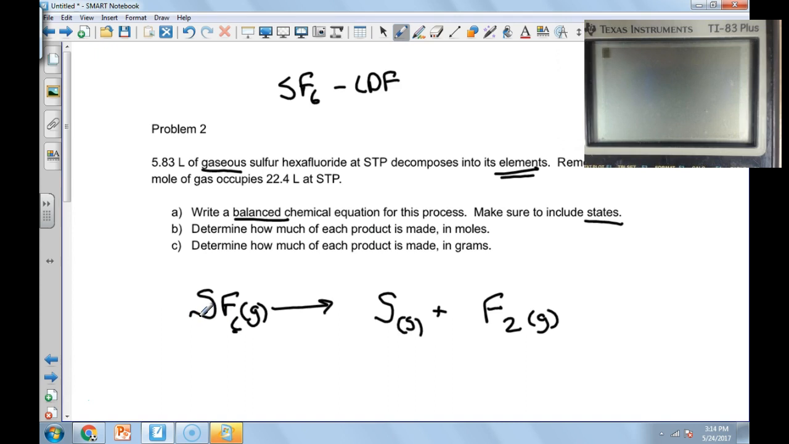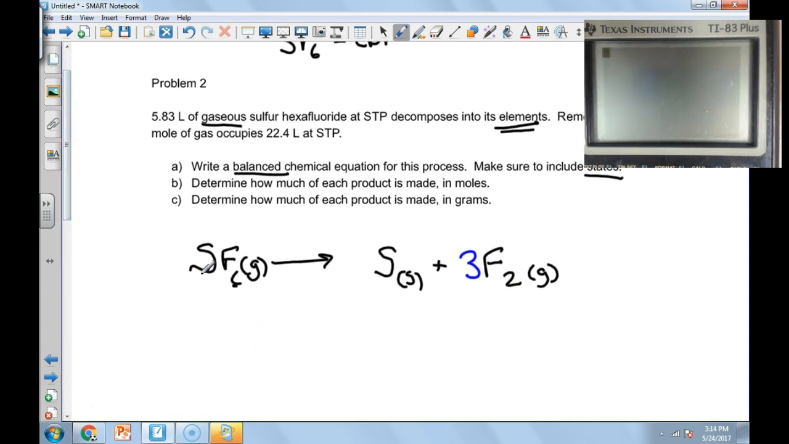Okay. Now we have to balance this. For every sulfur here, there's 1 sulfur, and then there's 1 sulfur. Now for fluorine, though, I'll balance in blue. Okay, fluorine, there's 6 here. So 6, there's 2 here. So I need a 3. I need to put a 3 there. Okay, so for every one of these, we make 3 F2s. Okay, so that now completes what we needed to do for part A.